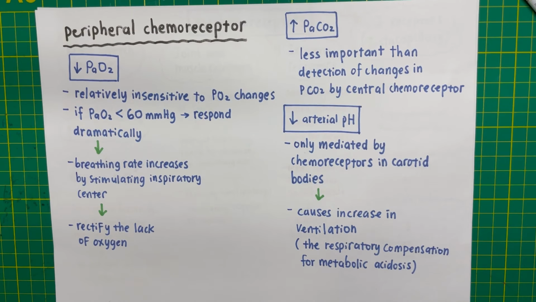But in cases of increased arterial partial pressure of CO2, detection by the peripheral chemoreceptors is actually less important than detection of changes in PCO2 by the central chemoreceptors. In case of low arterial pH or acidosis, it is only mediated by chemoreceptors in the carotid bodies, and it will cause an increase in ventilation as a compensatory mechanism of metabolic acidosis.